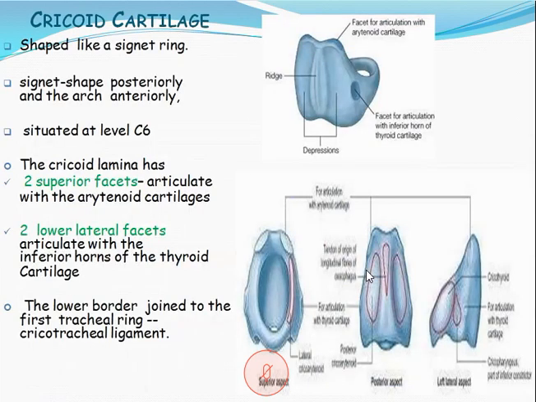The cricoid cartilage is shaped like a signet ring. The signet is posterior and the arch is anterior. It is situated at the level of C6. The cricoid lamina has two superior facets that articulate with the arytenoid cartilage, and two lower and lateral facets that articulate with the inferior horns of the thyroid cartilage to form the cricothyroid joint. The lower border is joined to the first tracheal ring through the cricotracheal ligament or membrane.